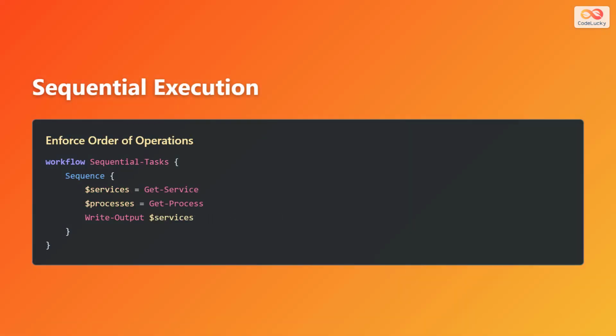While parallel execution is powerful, sometimes you need strict control over the order of operations. That's where the sequence block comes in. This block ensures that commands execute one after another in the exact order you specify. This is particularly important when later commands depend on the results of earlier ones. In this example, we first get all services and store them in a variable called $services, then we get all processes and store them in $processes, and finally, we output the services. Each step must complete before the next one begins. This is essential for workflows where the output of one command becomes the input for the next.